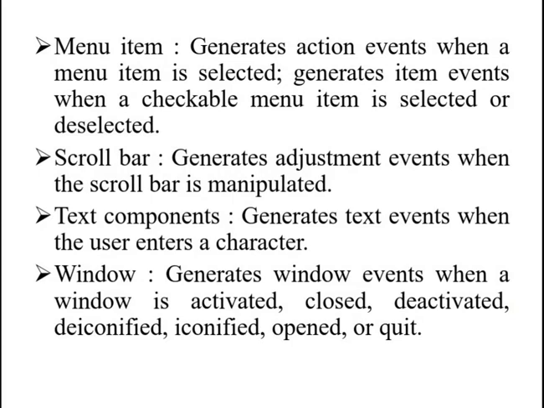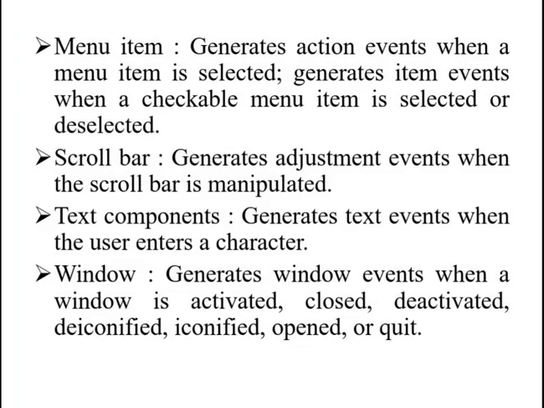Then next one is a window. Window generates a window event when a window is activated, closed or deactivated, de-iconified, iconified, opened or quit. These are our event sources.